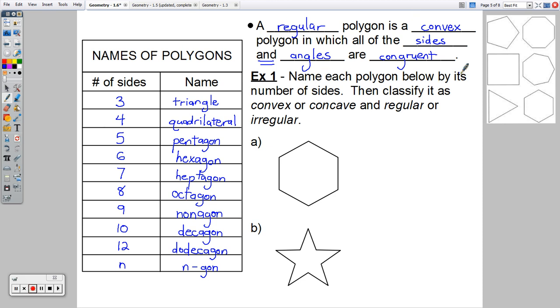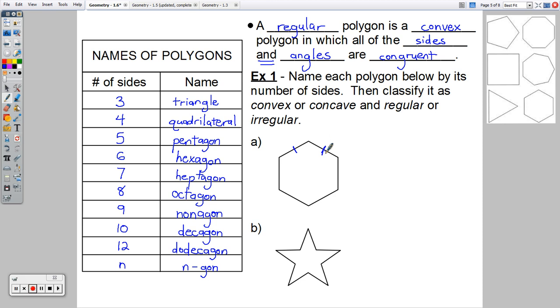Name each polygon below by its number of sides. Then classify it as convex or concave, and regular or irregular. So before I have any markings on this picture, you might look at that and say, well, that looks like at least an irregular convex hexagon. And I would say yes, it does in fact look like that, but could you say that for sure unless you're given information about it? No. So let's draw some information on this picture.